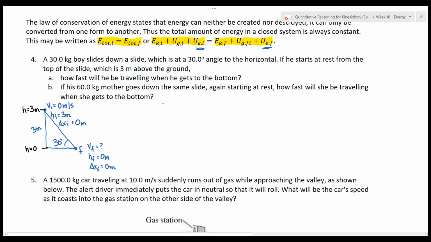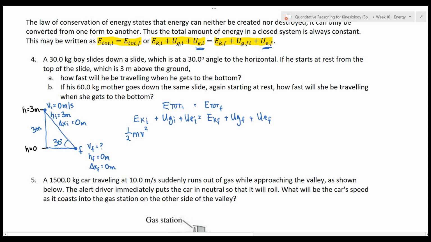Okay, so we have E total initial equals E total final. I'm going to put in all the different types of energy that we've discussed in this course. Kinetic energy initial, gravitational potential energy initial, and elastic potential energy initial is equal to those same types of energy final. Now I'm going to sub in the equations for each of these. The formulas will be given to you on a formula sheet for all your tests and for your exam. So the formula for EK is 1/2 mv squared.